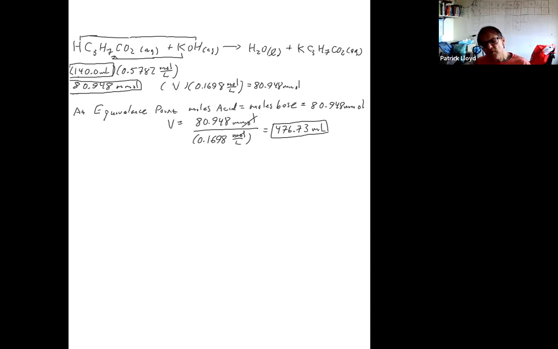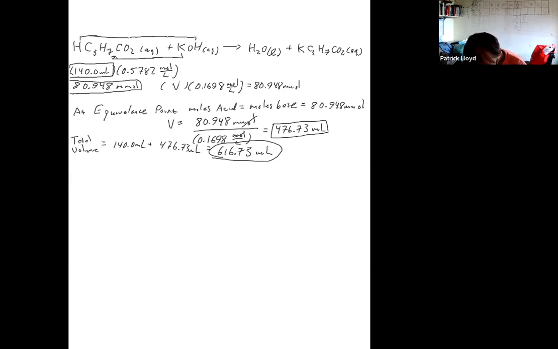So now, from that information, I'm going to write out that the total volume of the solution at the equivalence point would be the initial volume, 140 milliliters, plus the amount of KOH solution that we added, 476.73. So if we add those together, you get 616.73 milliliters. Okay, so there's the volume of the mixture together at the equivalence point.